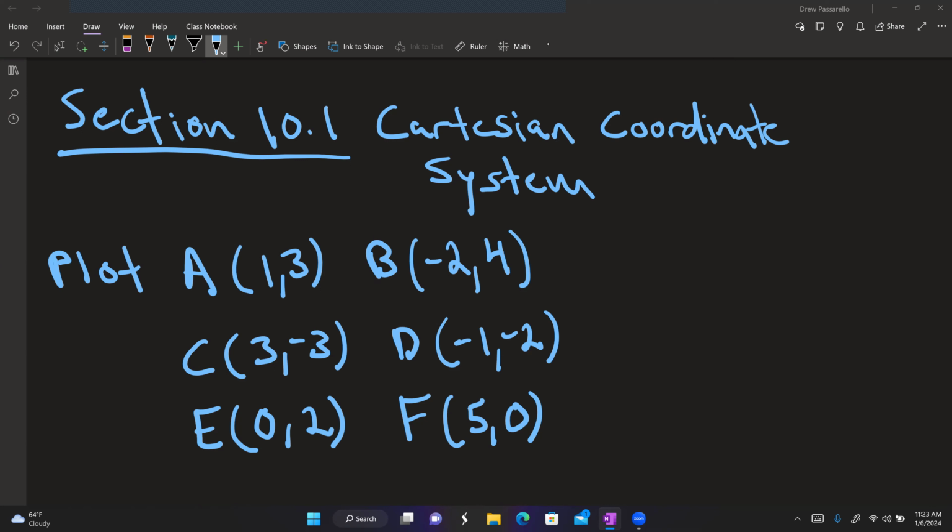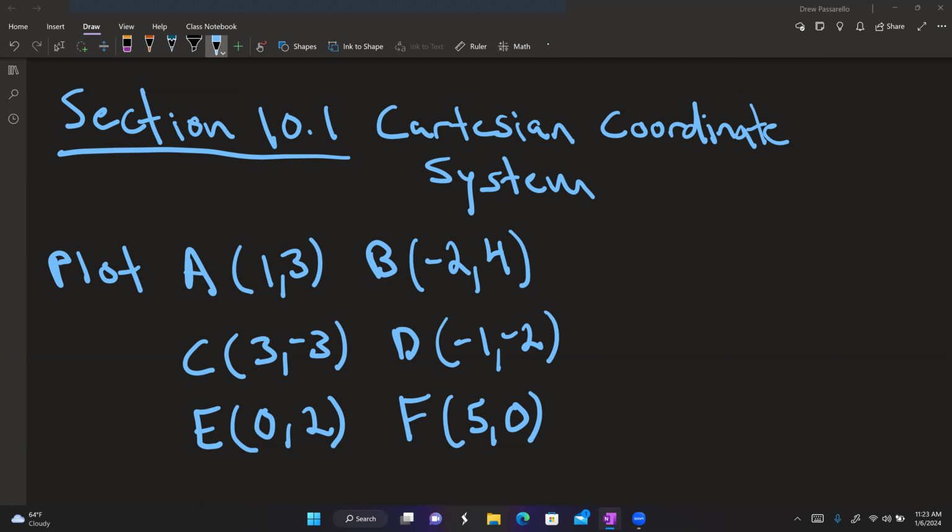And so what I put here are 6 points that we're going to plot. I have a point A, (1, 3), point B, (-2, 4), and so forth. I'm going to plot those points in a coordinate system, and then I'm also going to state what quadrant they are. There are 4 quadrants, but we'll get to that in a second once I first plot the points. So each point is a pair, and it has 2 coordinates.